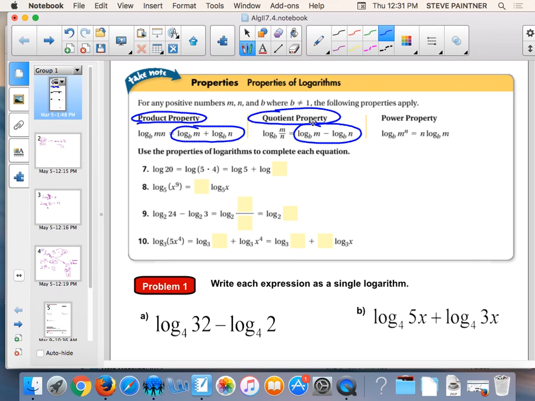Oh, by the way, what comes first again? What's the number that comes first? Numerator first, denominator second. Just don't mix that up, okay? Otherwise you will get it wrong.